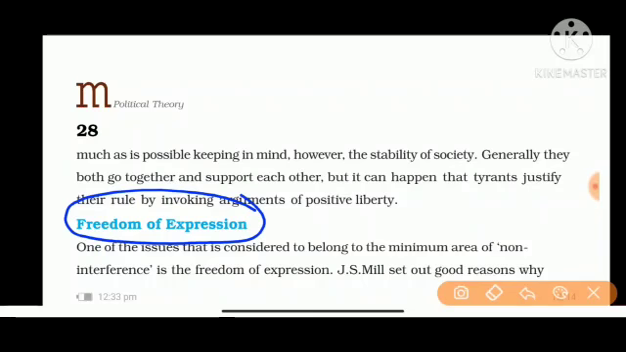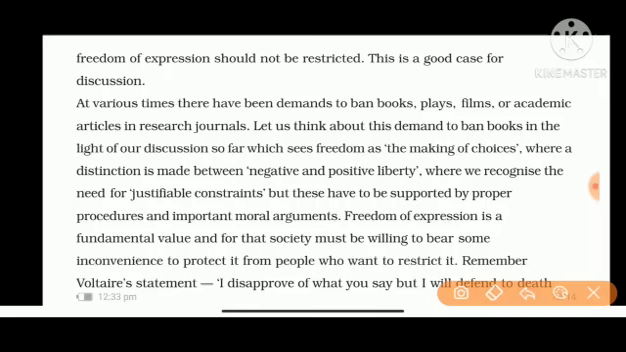One of the issues that is considered to belong to the minimum area of non-interference is the freedom of expression. John Stuart Mill set out good reasons why freedom of expression should not be restricted. This is a good case for discussion. At various times, there have been demands to ban books, plays, films, or academic articles in research journals.